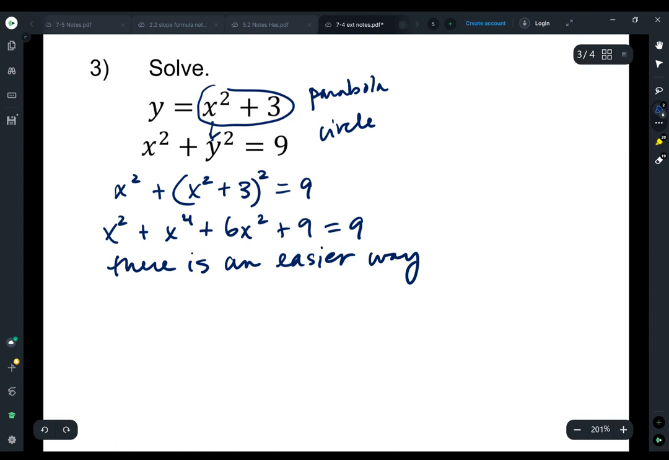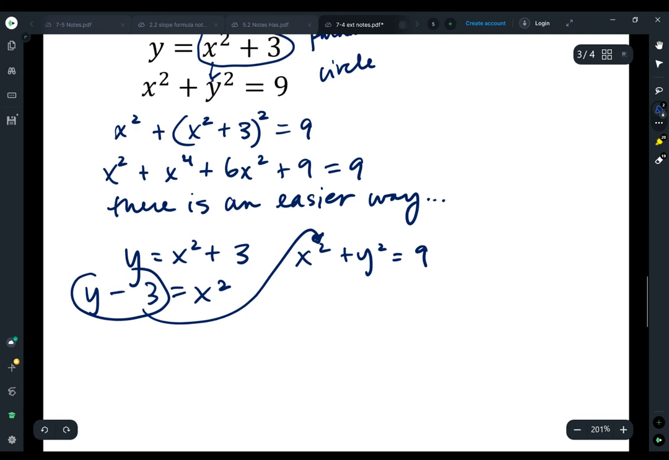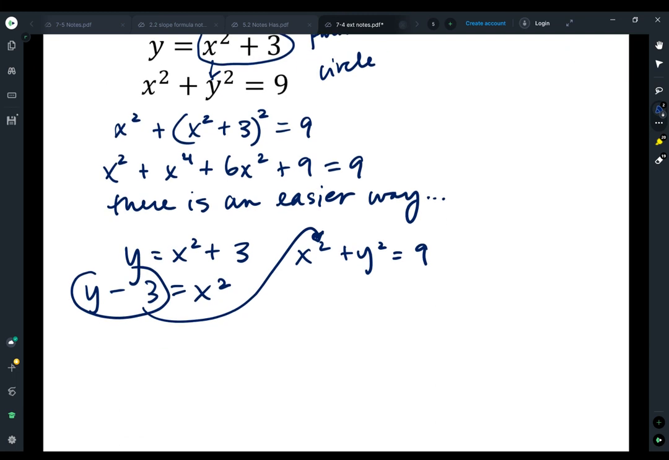So the way I could do substitution is instead, I could substitute for my x squared. If I subtract 3 on both sides, y minus 3 equals x squared. And I could take that second equation, x squared plus y squared equals 9, and substitute the y minus 3 in where the x is squared. So we can do those kind of tricky substitutions here.